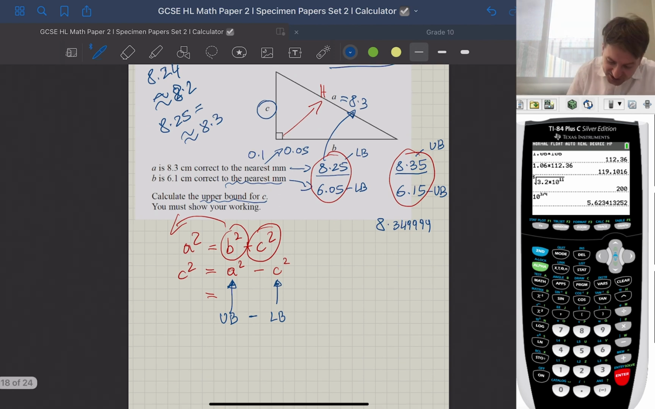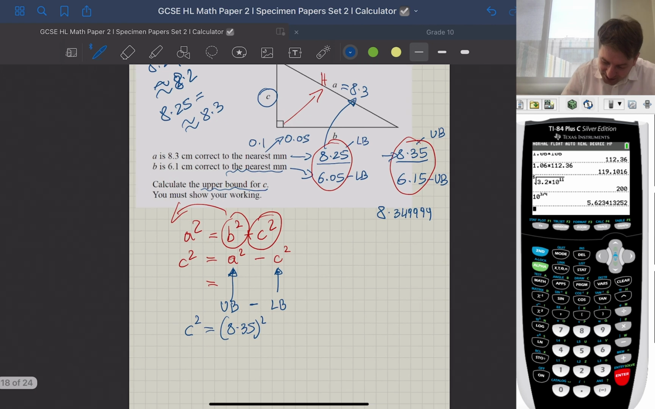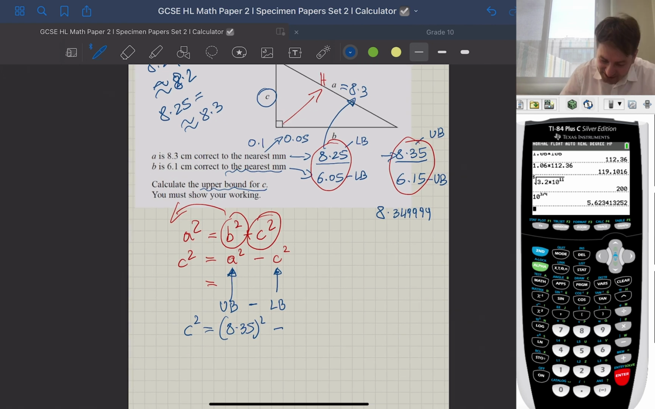All right, so what's this going to be? This is going to be C squared equals, what's A? A is this. So I'm going to take an upper bound, which is this one, 8.35 squared, minus the lower bound, this one, 6.05 squared. Now, obviously, at the end we are going to square root our answers to get the final answer to what this is.